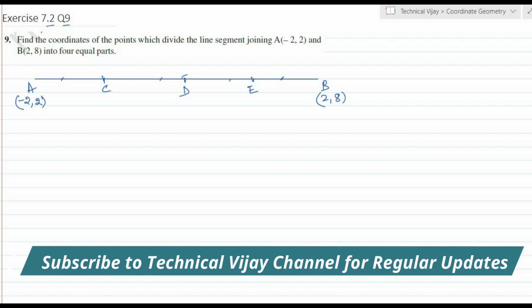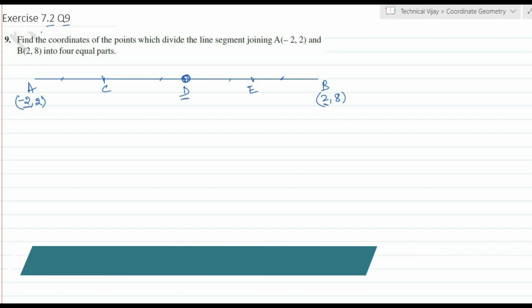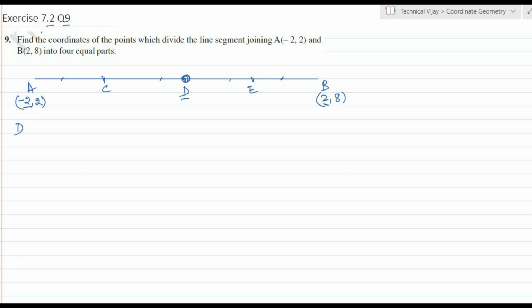So what is this D? Now D will become the center point of these two. So first we will find out the coordinates of this one, that is the midpoint. Midpoint means this plus this divided by 2. So the D coordinates are equal to (minus 2 plus 2) divided by 2, this is the x coordinate, and (2 plus 8) divided by 2, this is the y coordinate. So this is (0, 10 by 2), that is (0, 5).